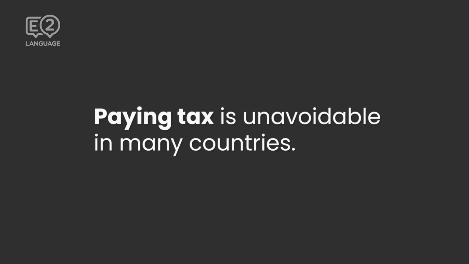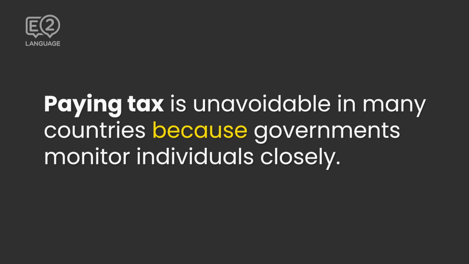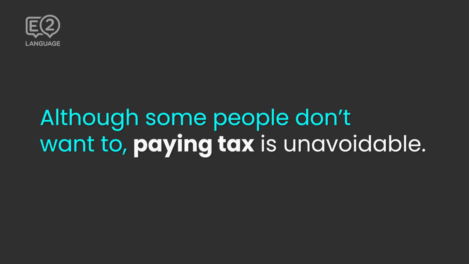Here we have a simple sentence where paying tax is playing the role of the subject or sentence topic, and the first word is an ing word, paying. If we were to make it a compound sentence, you could simply add one of those conjunctions to join another complete sentence, like paying tax is unavoidable in many countries because governments monitor individuals closely. And if we were to write a complex sentence, we could say, although some people don't want to, paying tax is unavoidable. Here, the ing word, paying, or the subject, paying tax, is playing the role of the sentence subject.